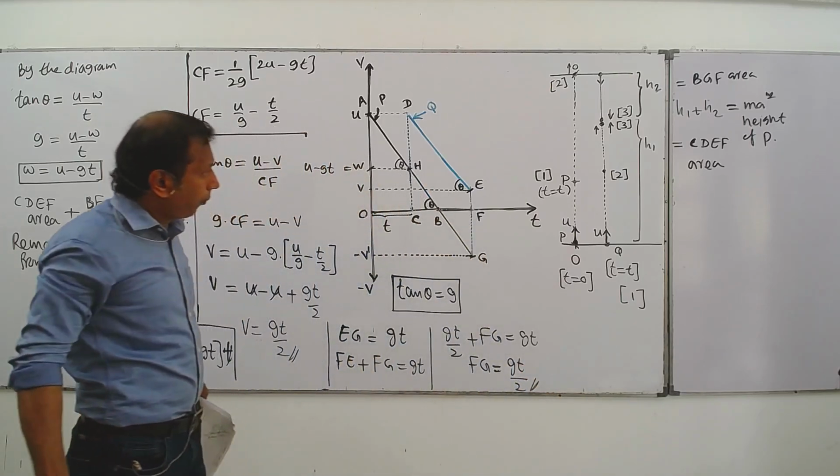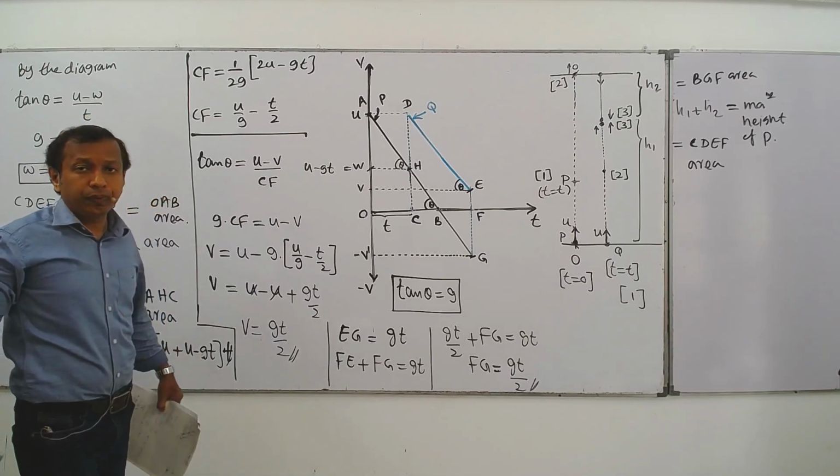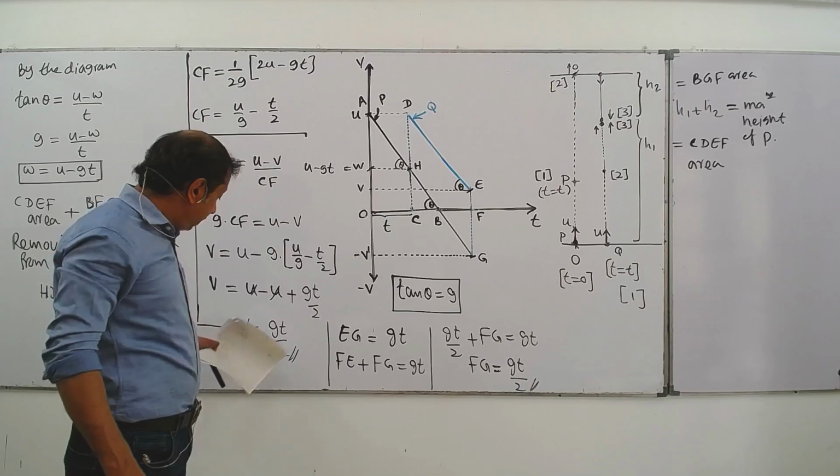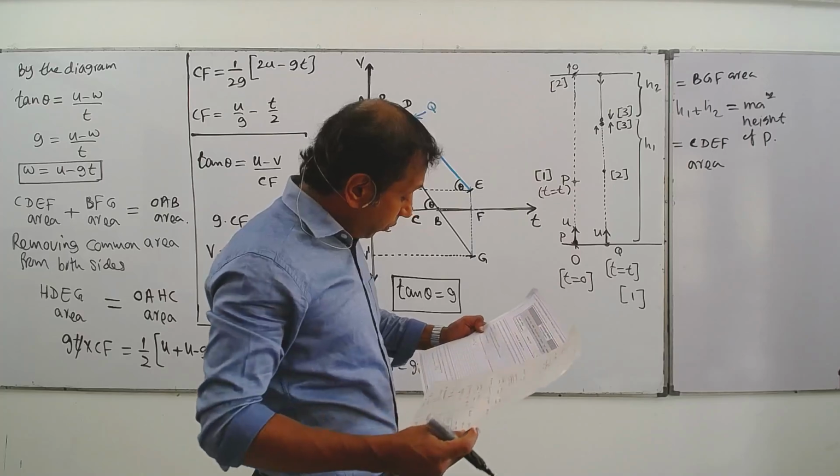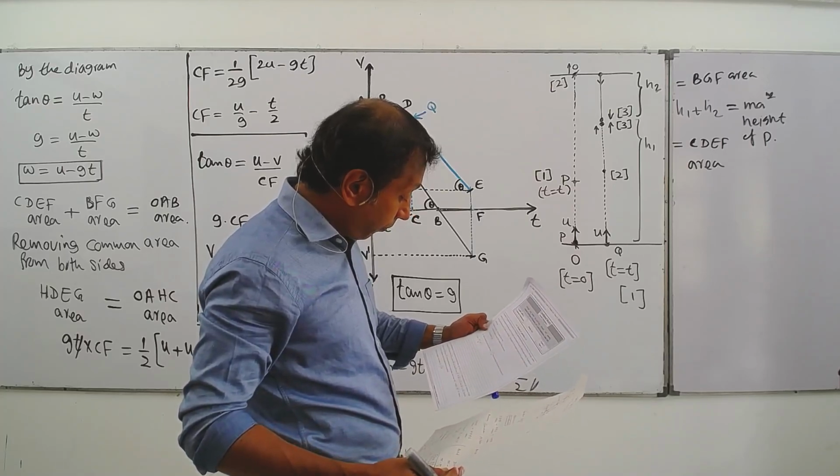Now what can you say? When the two particles P and Q meet, their velocities are equal and the size is GT by 2. Then you can give the first two answers by this.